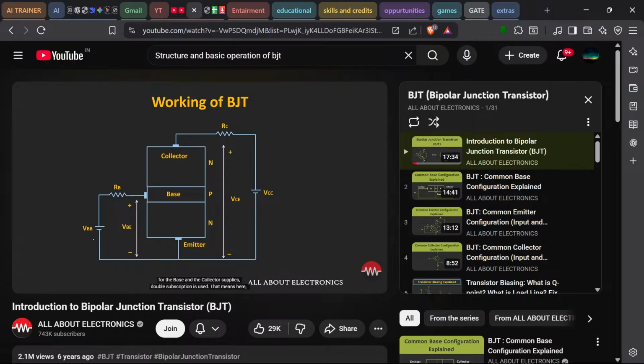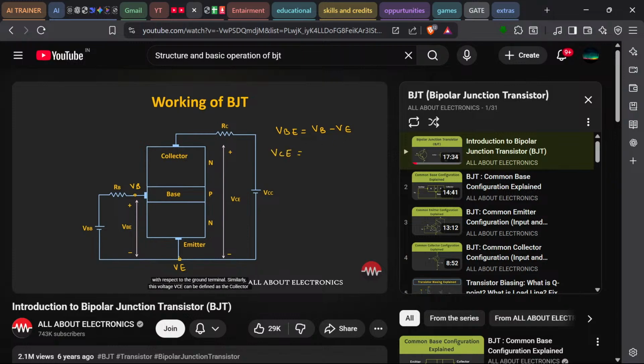So as you can see over here, for the base and the collector supplies, double subscript is used. That means here, this VBB is the source voltage for the base, and the VCC is the source voltage which is connected to the collector terminal. And this voltage VBE defines the difference between the voltage at the base and the emitter terminal. So this voltage VBE can be defined as voltage VB minus VE. So if the voltage at the base terminal is, let's say, VB, and the voltage at the emitter terminal is VE, then the voltage VBE can be defined as voltage VB minus VE. And here, this voltage VB and VE are measured with respect to the ground terminal.